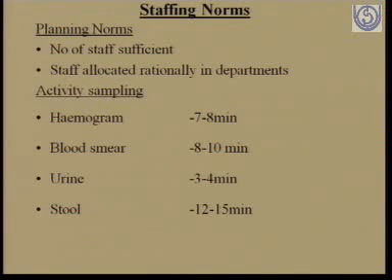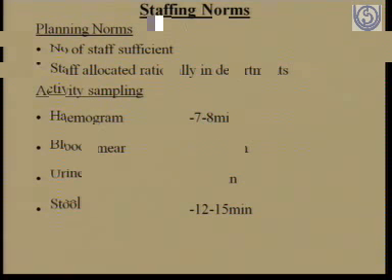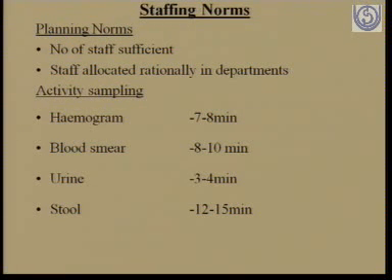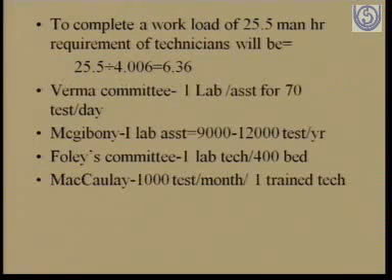Then various planning norms are based on how much time it takes for doing a particular test. For example, these are some of the guidelines which are shown on your view file: hemogram, blood smear, urine, stool. But there are n number of other tests being carried out, and there are automated tests where once you put the sample inside, there is no requirement of calculating this type of activity sampling. So nowadays the norms are also changing, but by and large certain things have been worked out by various authorities.